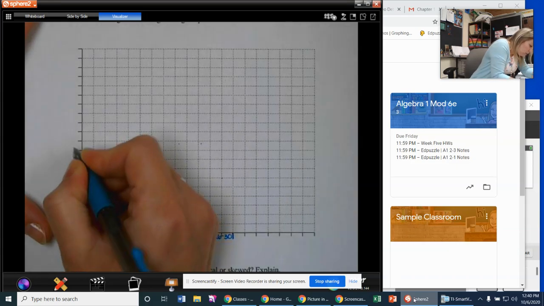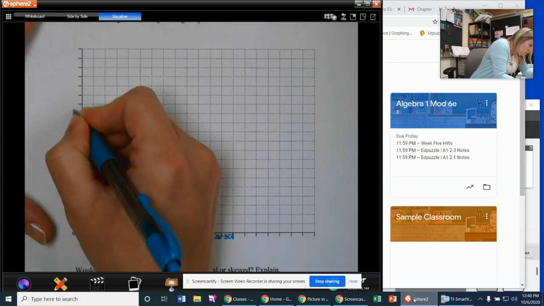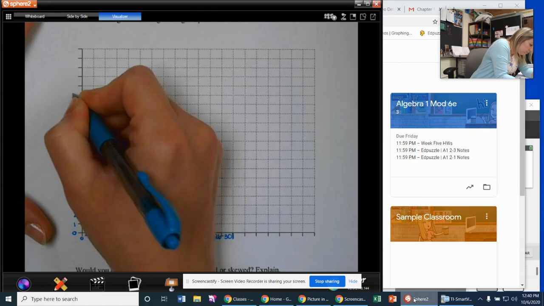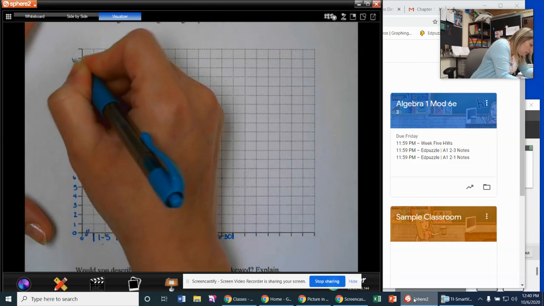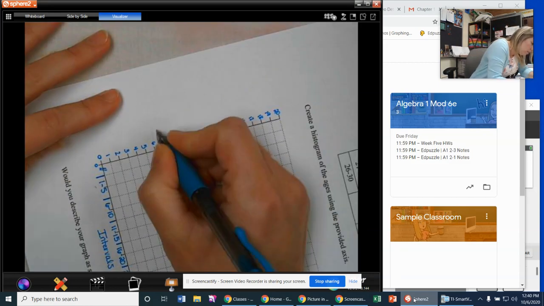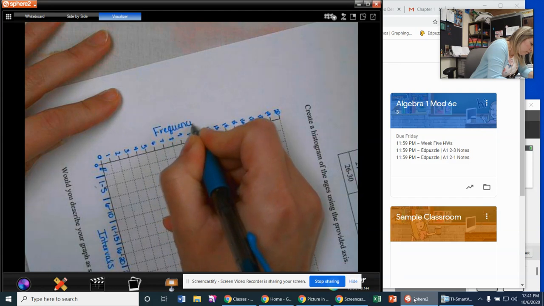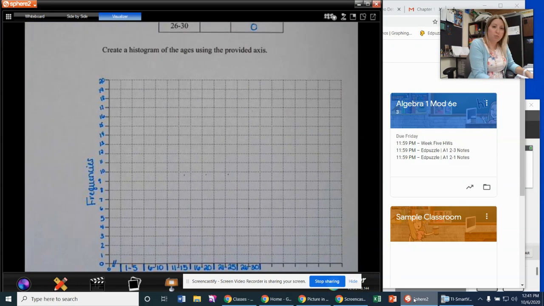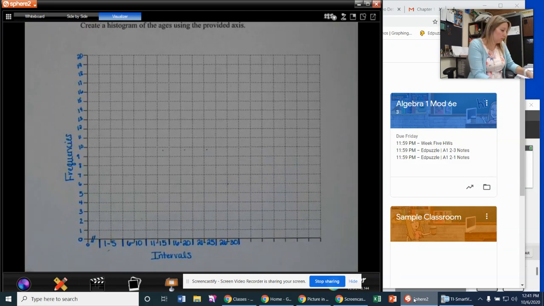And then after we get a good amount labeled for our scale, we'll label the side frequencies. So all the way up to 20, and so this is how many people of each of those age groups were attending whatever event this was.